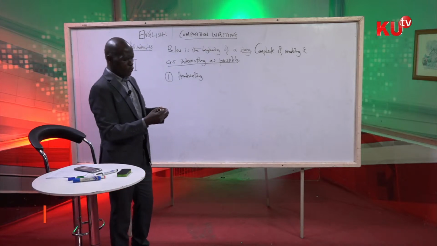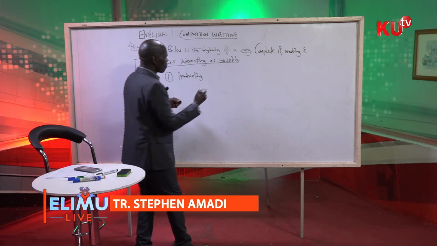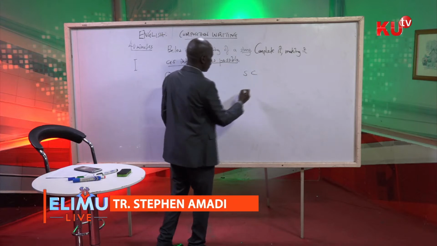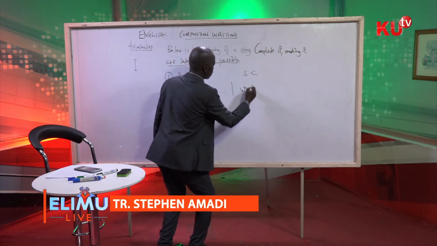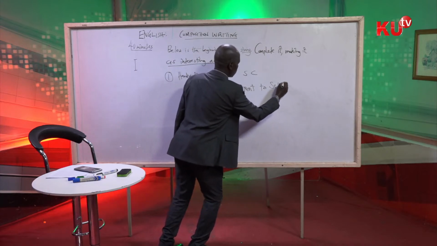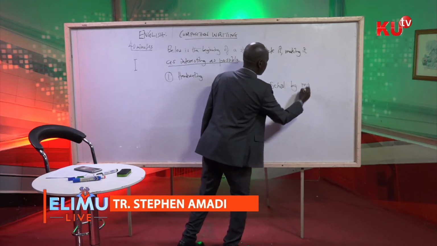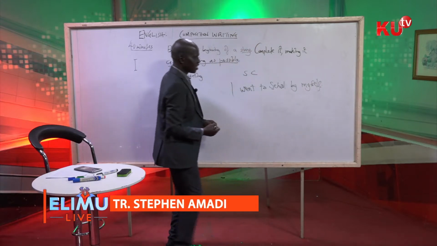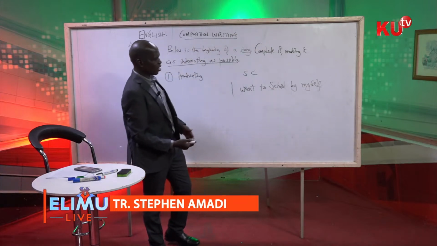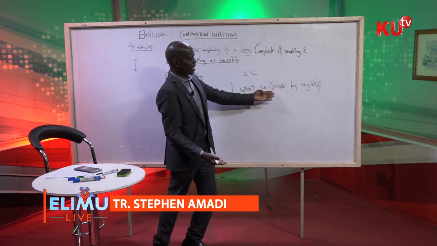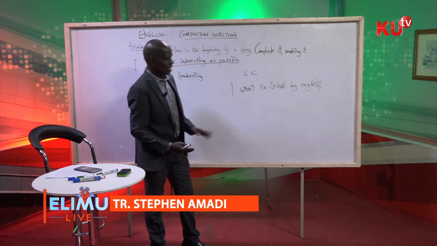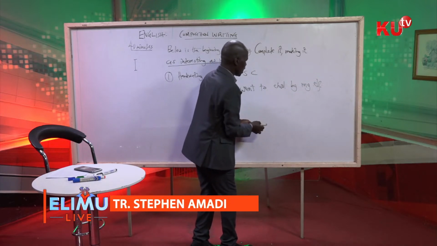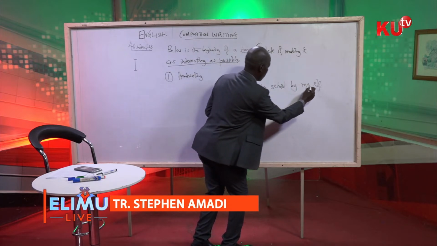Certain times you find candidates becoming very careless with their handwriting. And especially when it comes to writing of S and C, you'd find somebody writing, I went to school by myself. Now, you'd notice here that these S's that I've underlined are between capital and small. In fact, from what I can see, this looks like capital letters. So I want to urge you that you should be very keen with your handwriting.